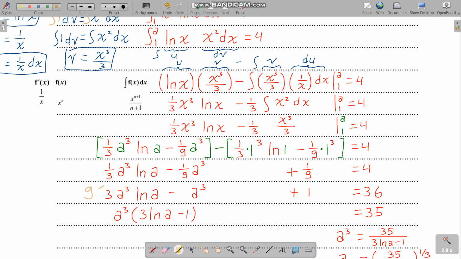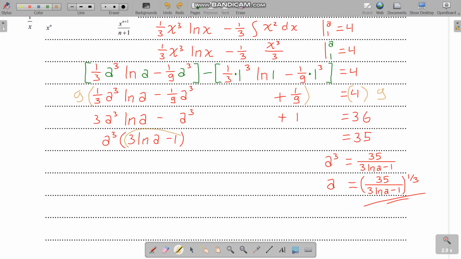Then we multiply both sides by 9. When you multiply, you get 3 a cubed ln a, then 1 a cubed, then 1. On the right, you get 36, and subtracting 1 from both sides gives 35 on the right. Then we factor out a cubed. We still have 3 ln a minus 1, and then we divide both sides by the brackets, and we take the cube root.